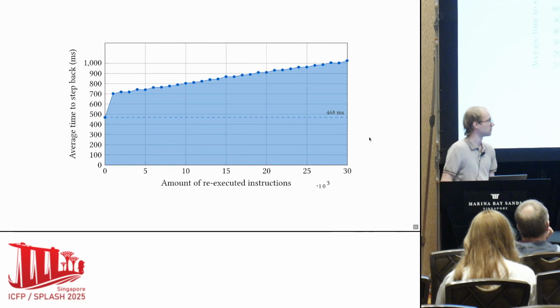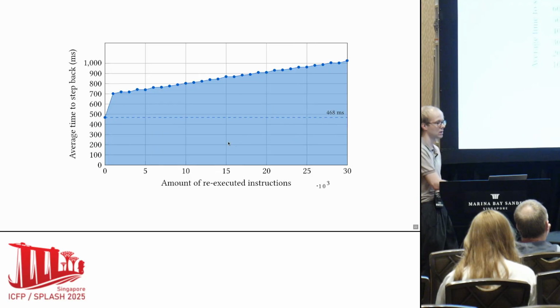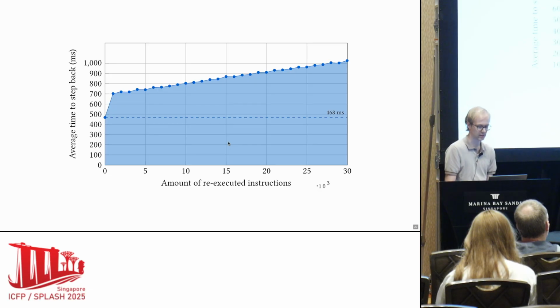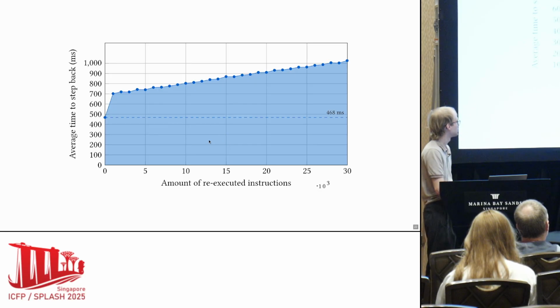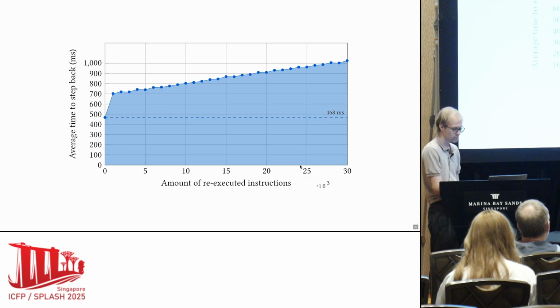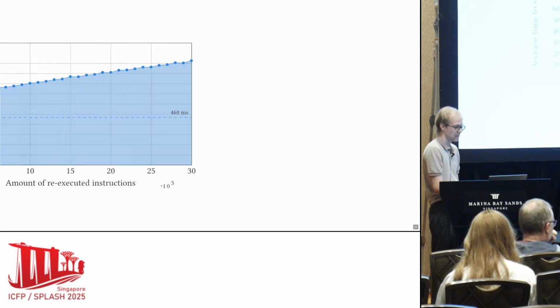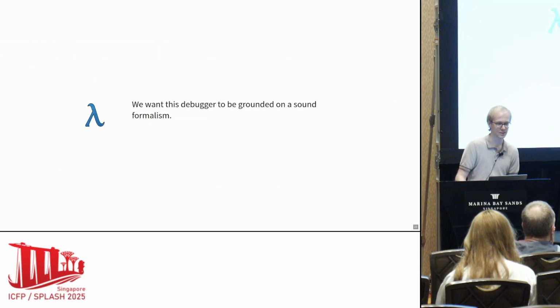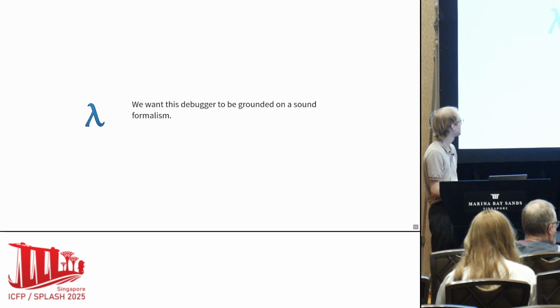And then we also tested, if we have to re-execute more instructions, how much slowdown do we get? And actually we saw that the impact is very small. We can execute thousands of instructions very fast, and there's very little slowdown for our debugger.